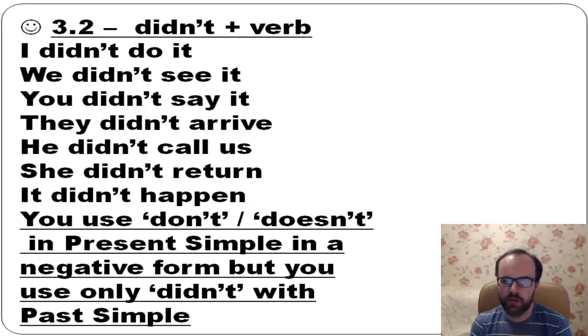Didn't plus verb. I didn't do it. We didn't see it. You didn't say it. They didn't arrive. He didn't call us. She didn't return. It didn't happen. You use don't or doesn't in present simple in a negative form, but use only didn't with past simple.